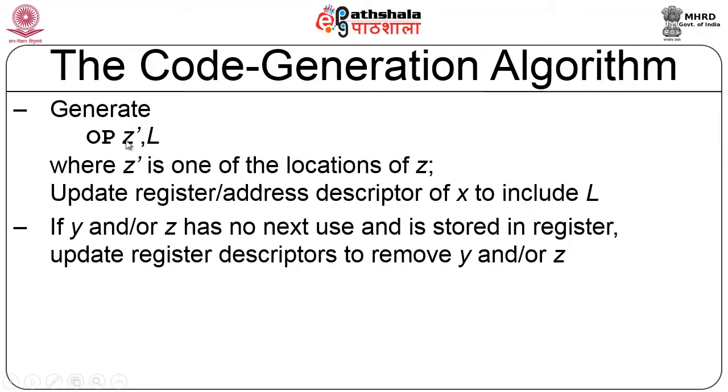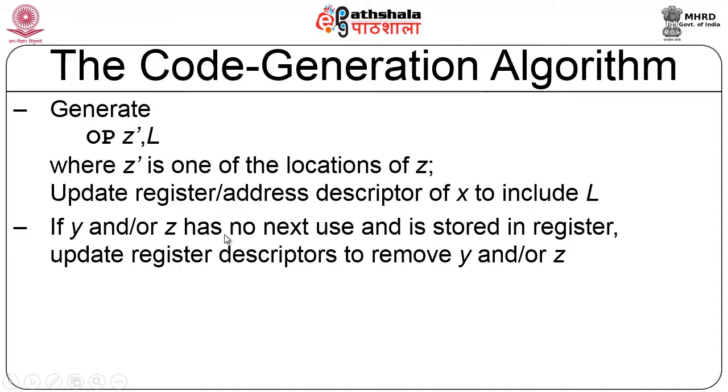So how will I know where Z dash is available? I can do a query to the address descriptor. If I query the address descriptor, it will return where Z dash is basically available. Now if Y and/or Z has no next use and is stored in the register, update the register descriptors to remove Y and/or Z.